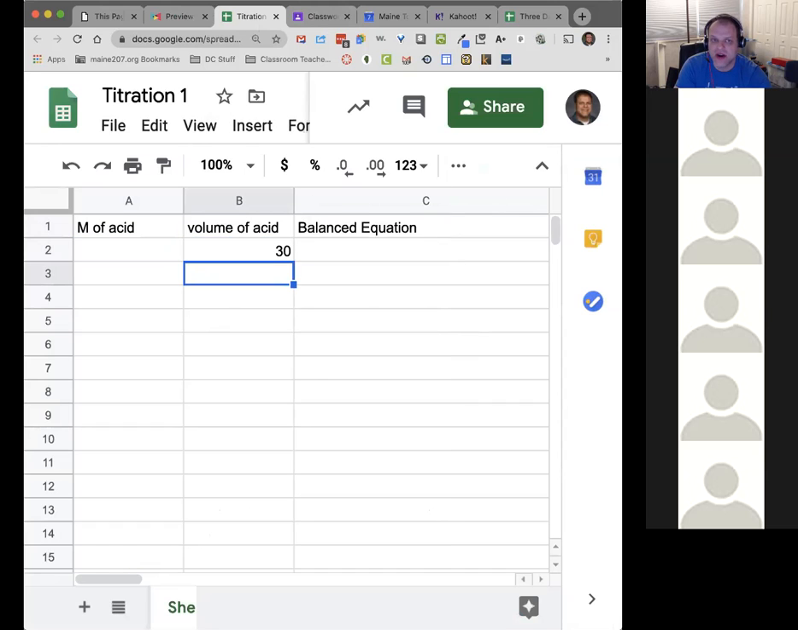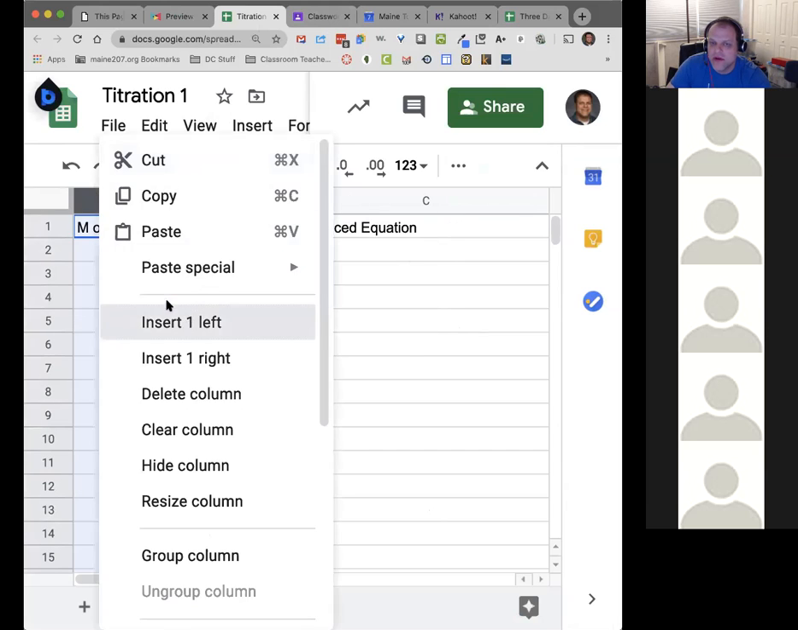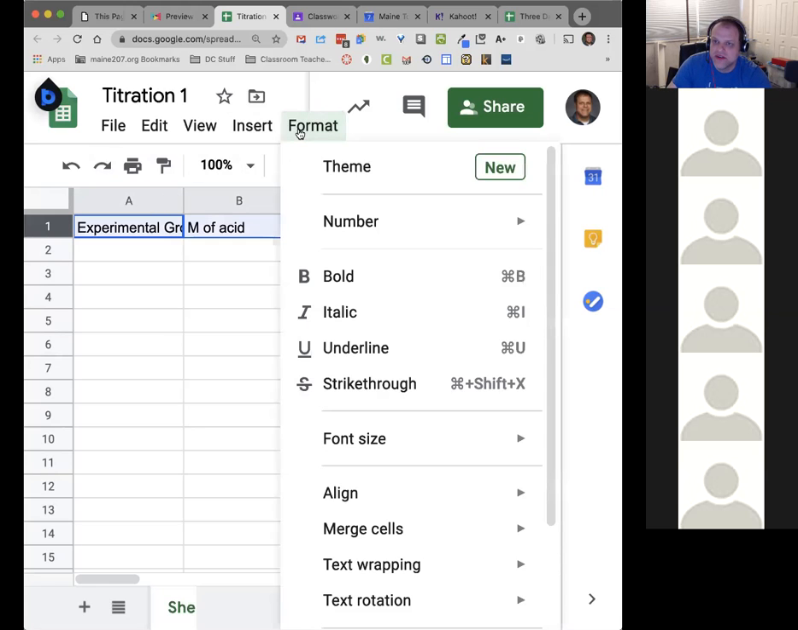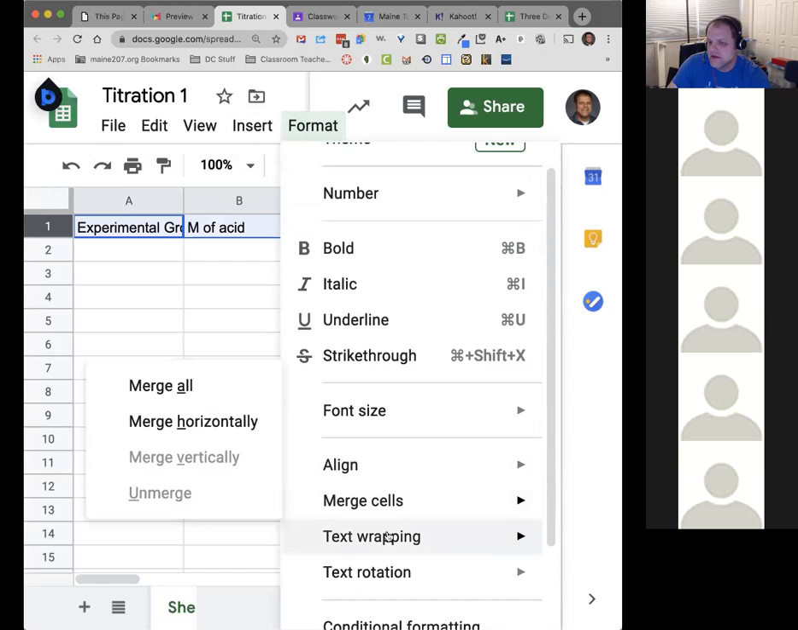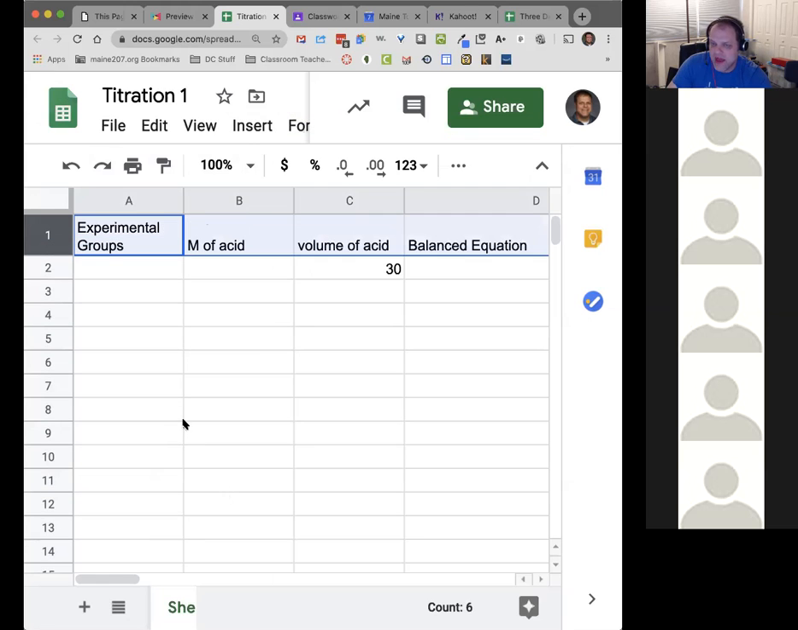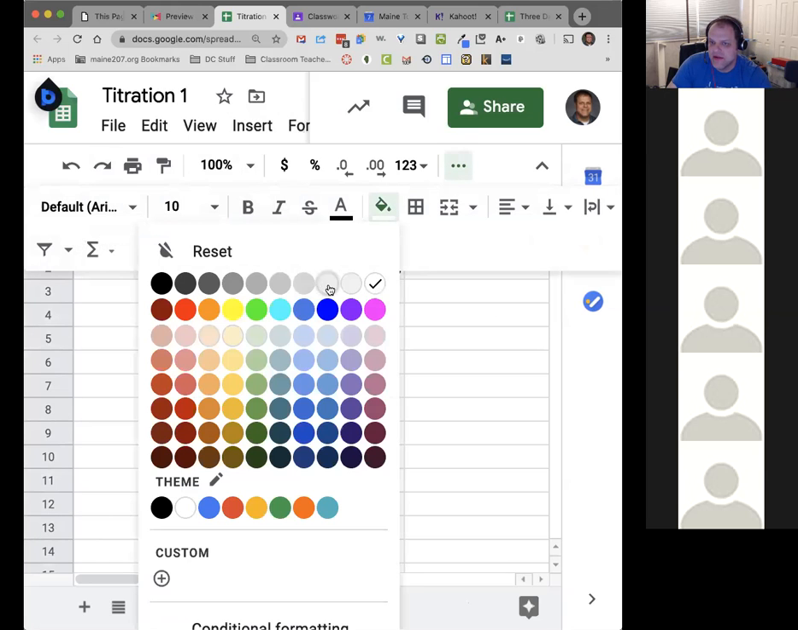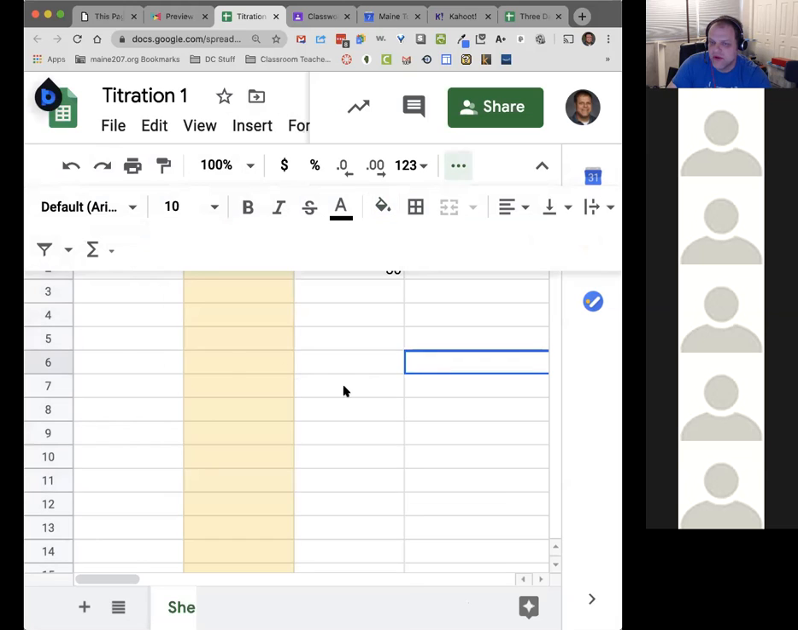So in all of our trials, I'll add that in here. Let's add one to the left. In all of our experimental groups, I asked you just to do the odd ones. The first one, let me word wrap, and then I'll share this with you guys. Okay, so this is the thing that we don't know. We're going to look for this column, so I'm going to highlight that just so that we remember that's what we're looking for.